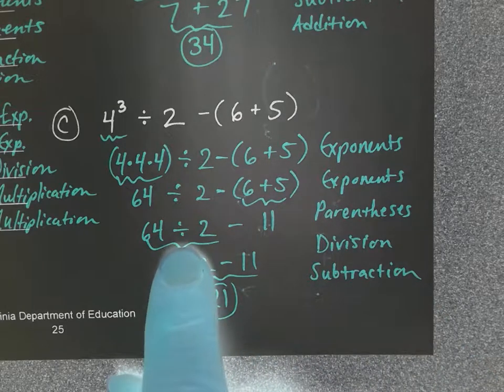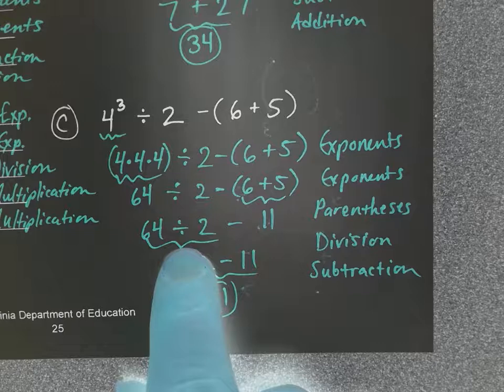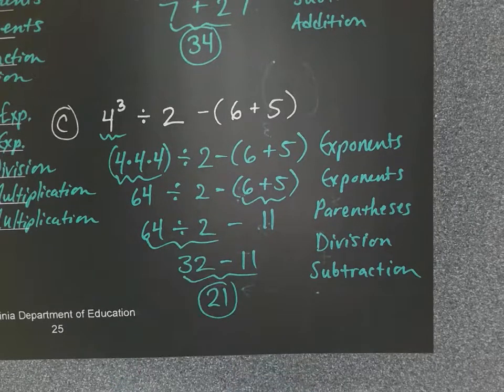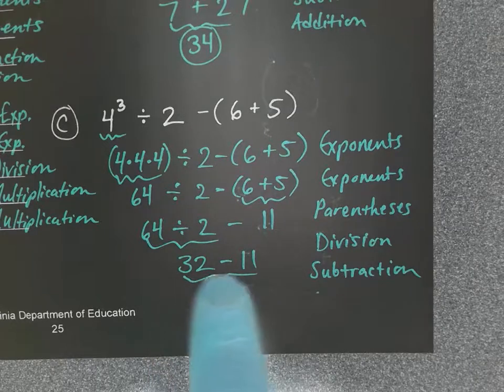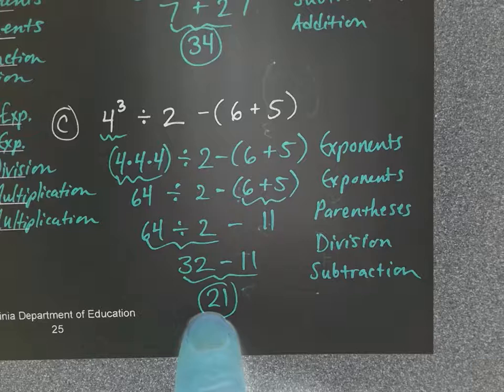Next, when I can choose between division or subtraction, I have to choose division. It happens first in PEMDAS or even in GEMDAS. Well, 64 divided by 2 gets me 32, and I brought down that subtraction, minus 11. And 6th grader's favorite number, 21.